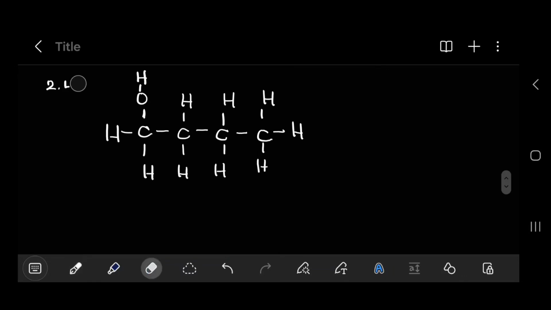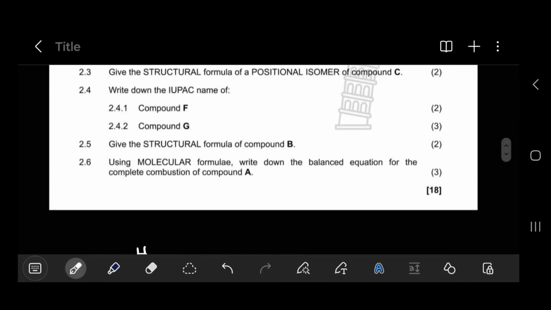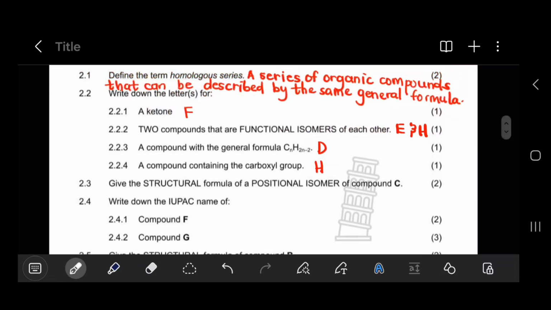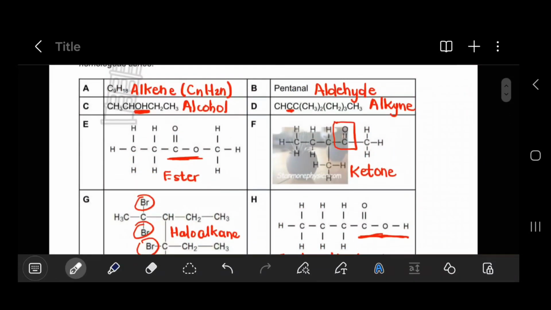And also, sorry, this was 2.3, not 2.4. Okay, let's have a look at 2.4. It says, write down the IUPAC name of... So starting off, we need the IUPAC name for compound F.